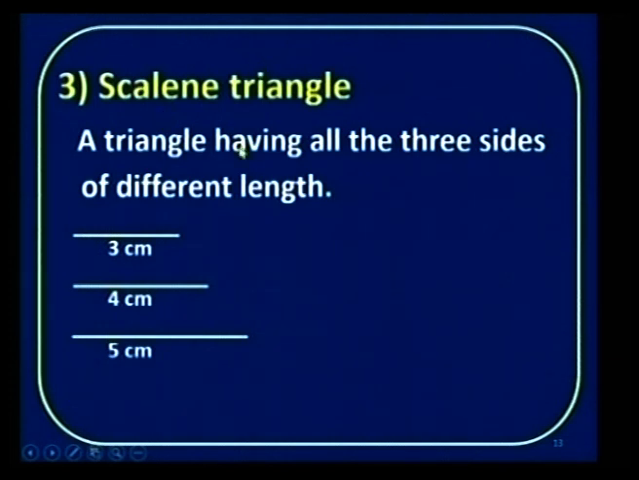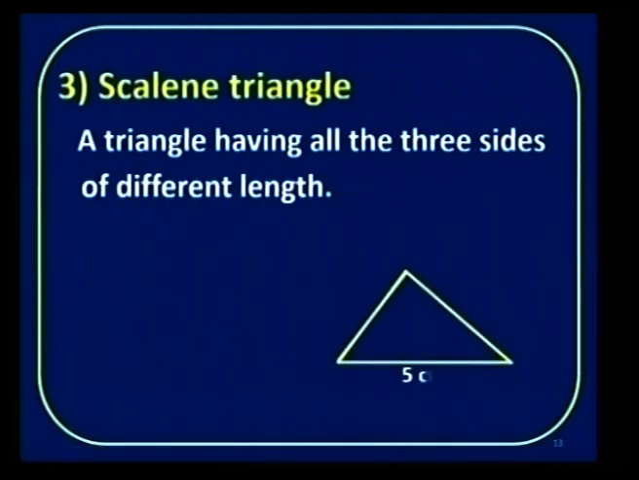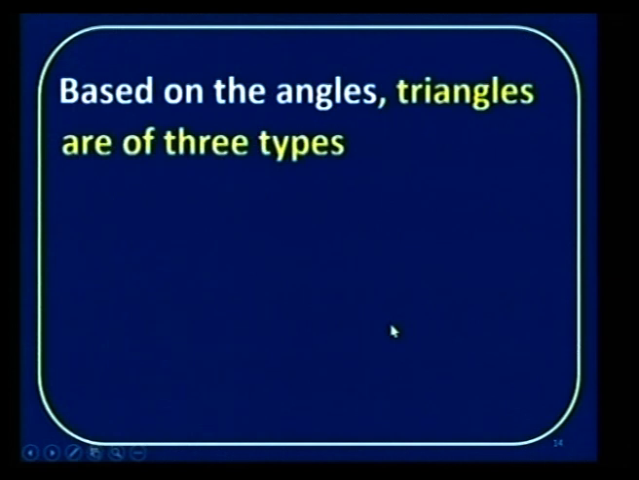Children, observe the screen here. This is a 3 centimeter line segment, 4 centimeter line segment, 5 centimeter line segment. Now what I am doing here? I am making a triangle with this. Okay, 5 centimeter, 4 centimeter, 3 centimeter. Means no 2 sides in this triangle are equal, or we can say all the 3 sides are of different length. So, can we call it a scalene triangle? Yes.